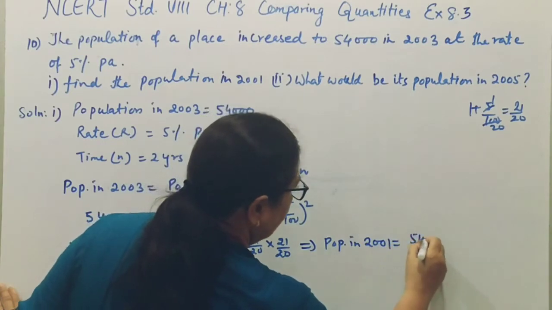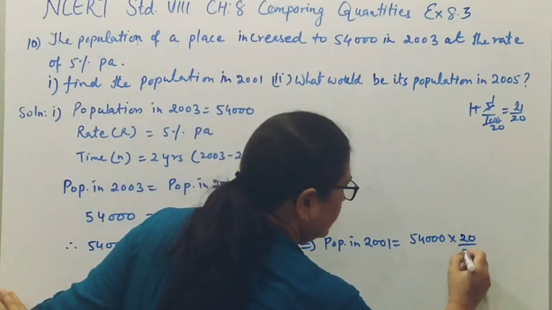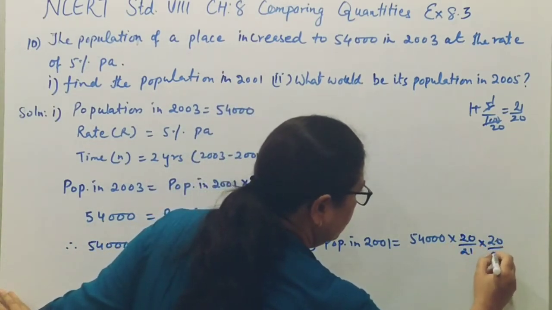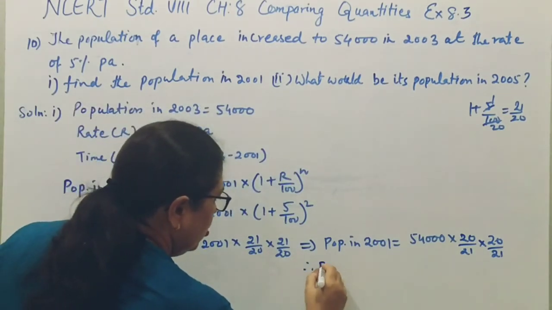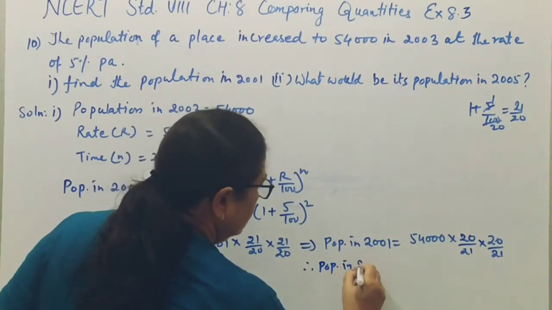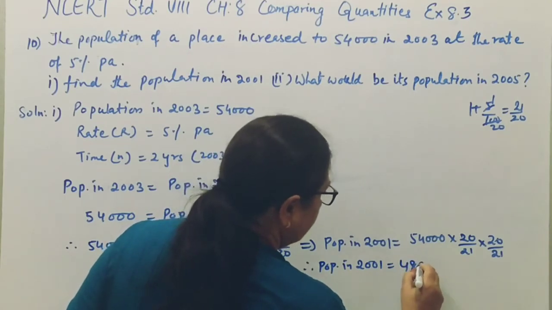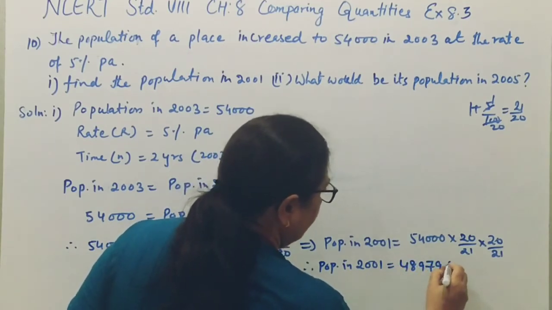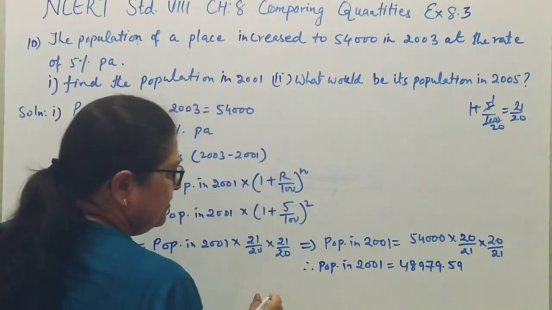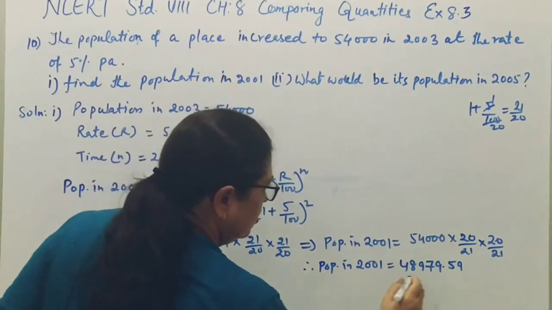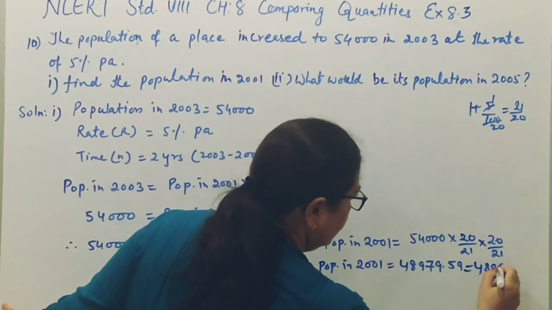which implies population in 2001 is equal to 54,000 into 20 upon 21 into 20 upon 21. After simplification, we get population in 2001 is equal to 48979.59. We know that population can never be in decimal or fraction, so it is 48,980.